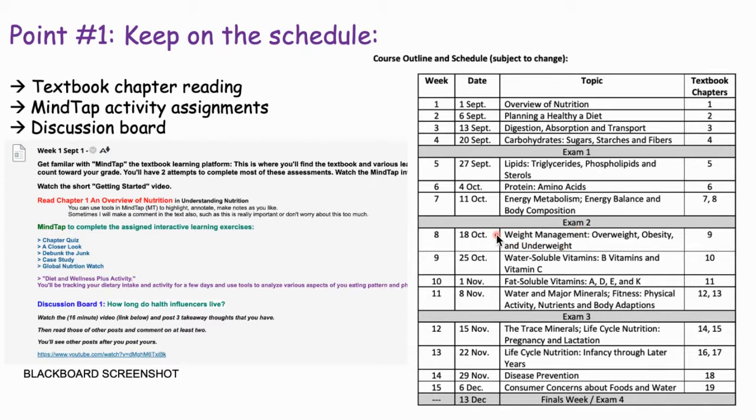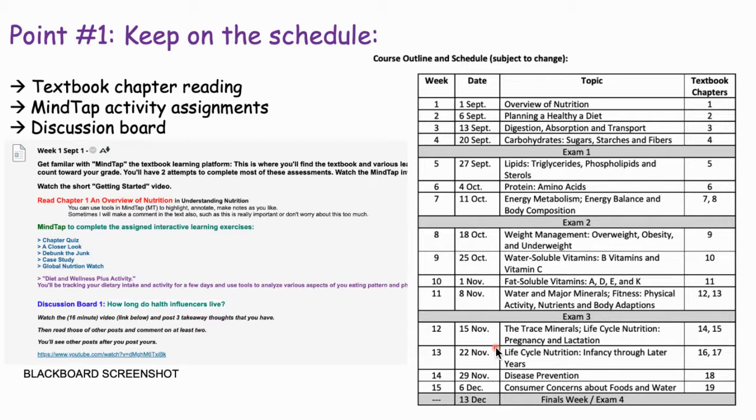into kind of a crisis, not just in the US, but globally, around weight management, overweight, and obesity, and what do we know and understand about that? How is it related to eating pattern and other things? Then other important nutrients, vitamins, water, minerals, and then getting toward the end, we talk about life cycle nutrition.